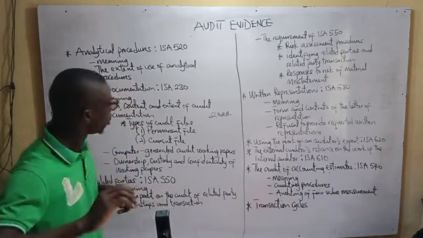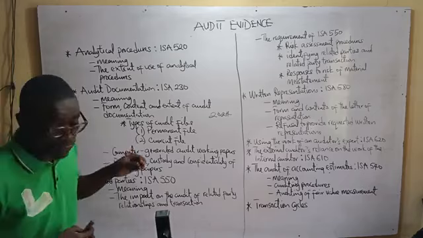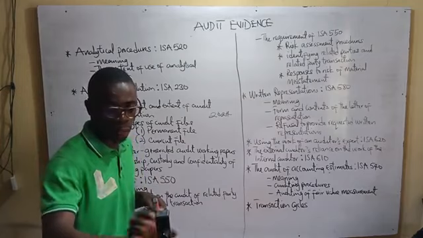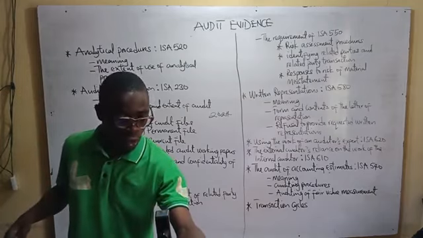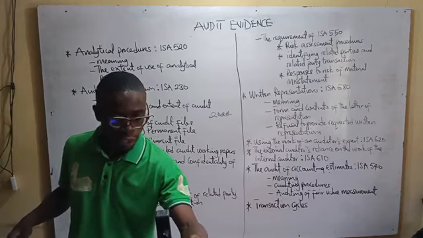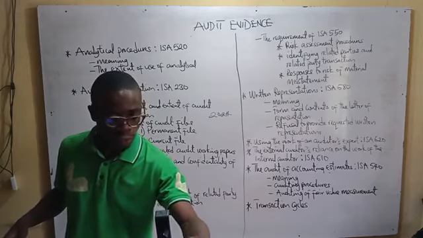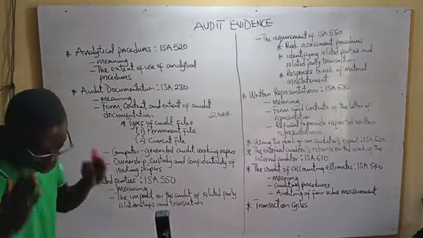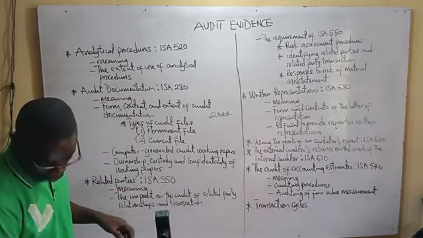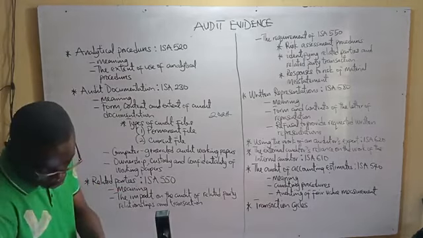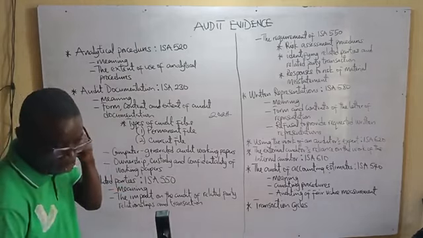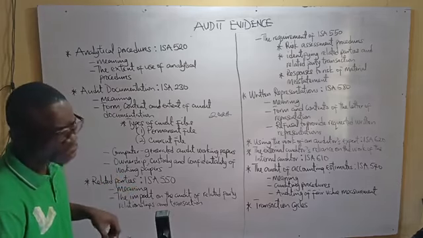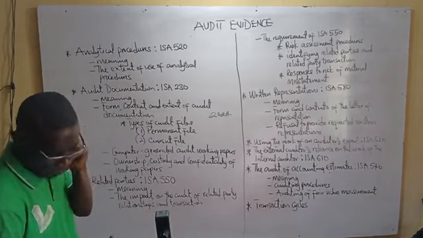So let's continue now. That means the current file is only relevant to the current audit. Am I communicating? It's only relevant to the current audit. So what are the information that you see in the current file? You will see the financial statements for the current year. You will also see the summary of audit adjustments. You know, there are some adjustments that you need to make. Some audit adjustments will be in the current file.